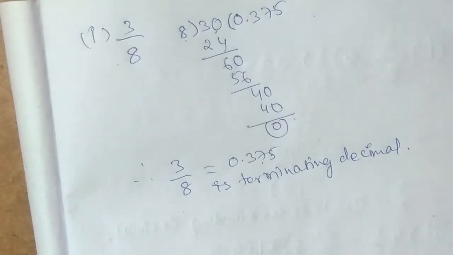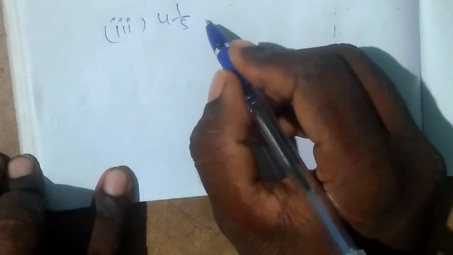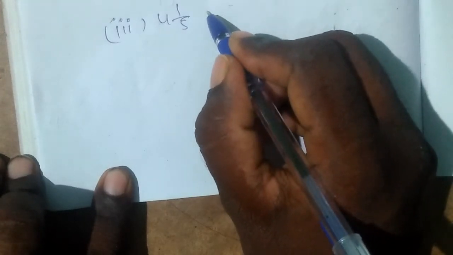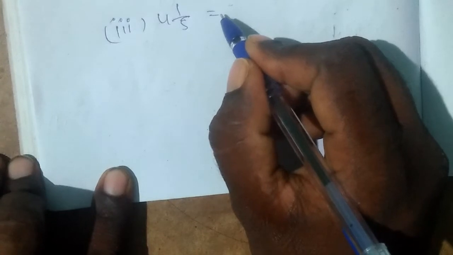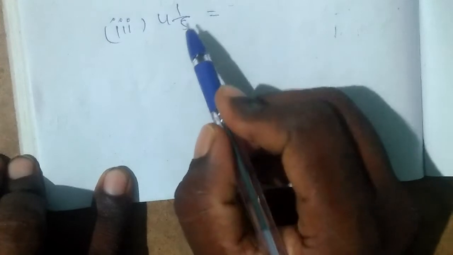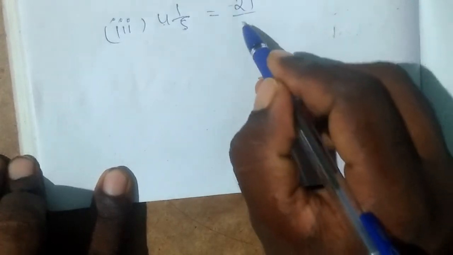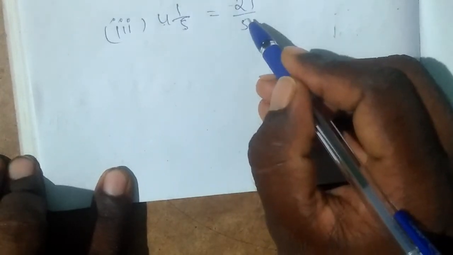Next problem. What is the next problem? Third problem, 4 1 by 5. Which type of number is it? Yes, it is a mixed fraction. So what do we do? We convert it into an improper fraction. How can you convert? 5 4s are 20, 20 plus 1, 21, so 21 by 5. Now we are going to divide.